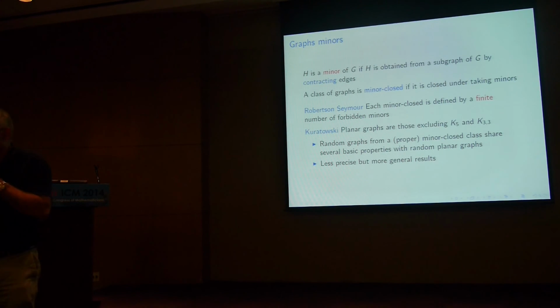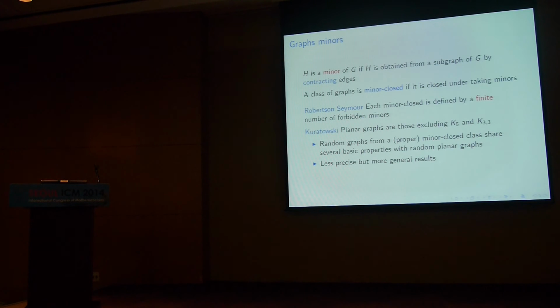Now, in the last years, there are several results on random graphs from minor closed classes, and some of the properties that we have for planar graphs are shared also by these classes. Let me recall that if a class is minor closed, it is sparse. It has at most a linear number of edges. So we are always in this sparse setting, never dealing with dense graphs. The results are less precise than the ones you have with analysis, but more general.